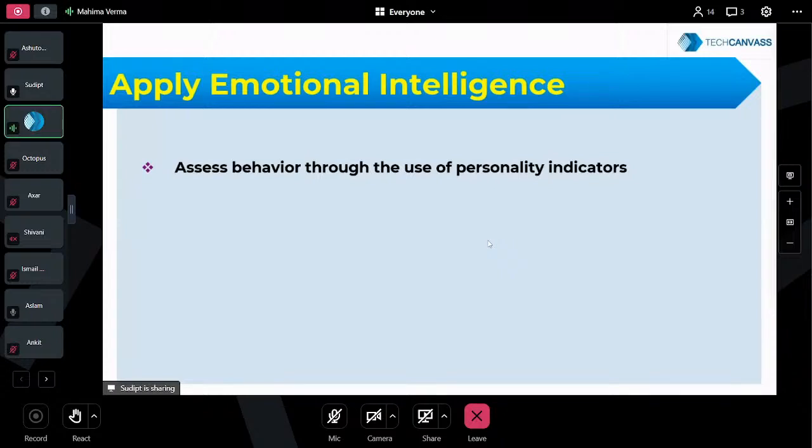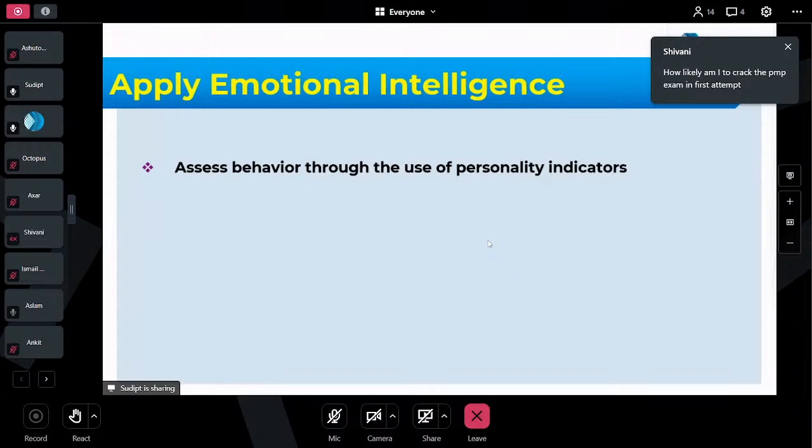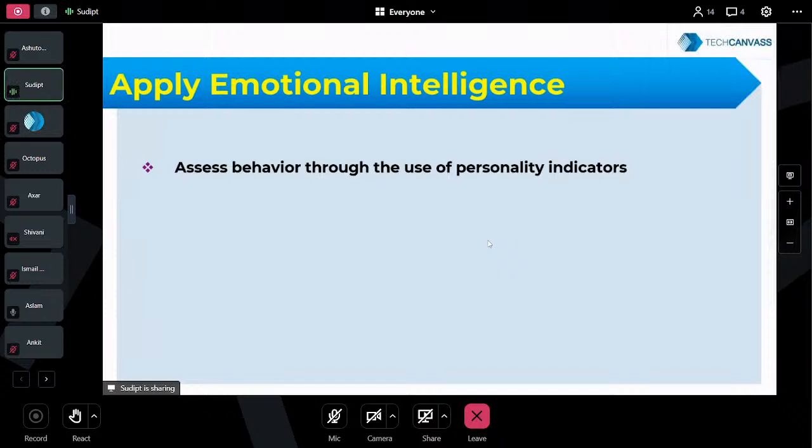Guys, if you have any questions, you can use the chat box. There's a question, Sudeep. How likely am I to crack PMP? Shivani, I have 100% confidence in you that you can crack PMP. Do you have that confidence in yourself? You tell me.